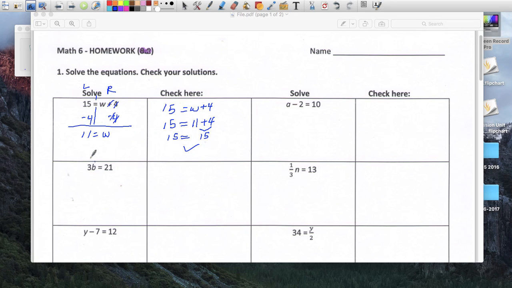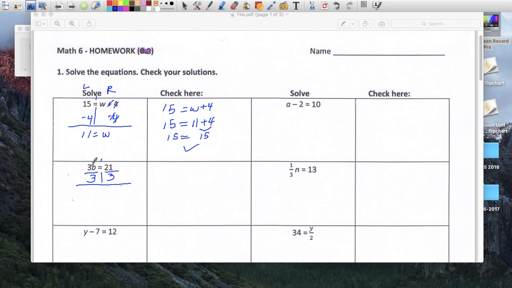Okay. 3b equals 21. This is a multiplication equation because I know the relationship here between 3 and b. There's a little dot, though we don't see it. It says 3 times the number is 21. And again, I want to show how I arrive at my answer. How do I get the value of b? I'm going to use inverse operations. So that says 3 times b, and the inverse of multiplication is division. So I'm going to divide this side by 3. Now I divide this side by 3.